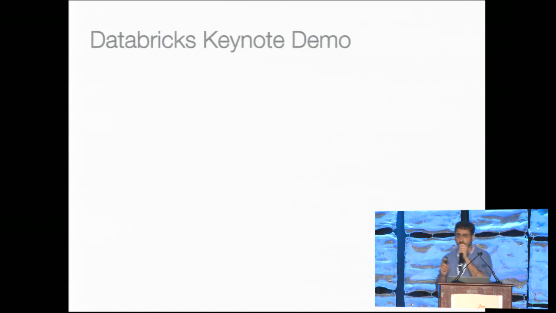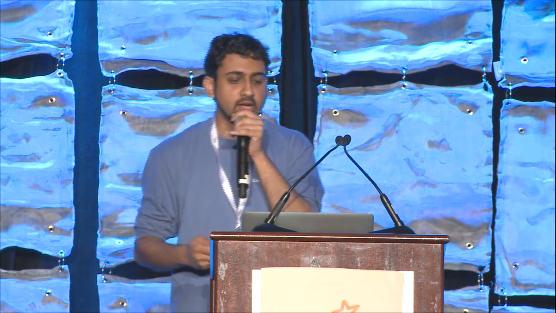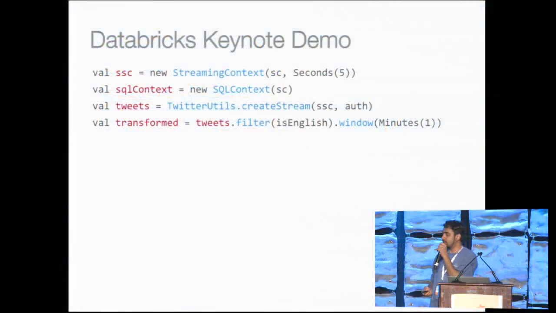Just for those who have not seen the Keynote demo, what we showed is how, using the Databricks product, we can take a live Twitter stream, apply machine learning algorithms on top of it, and also apply SQL queries on top of it. What I'm going to do is show the simple code that was running as part of the demo. What we did is create a new streaming context and also a SQL context that Michael talked about, create a Twitter stream, apply a filter to keep only English tweets, and apply a window operation on it.